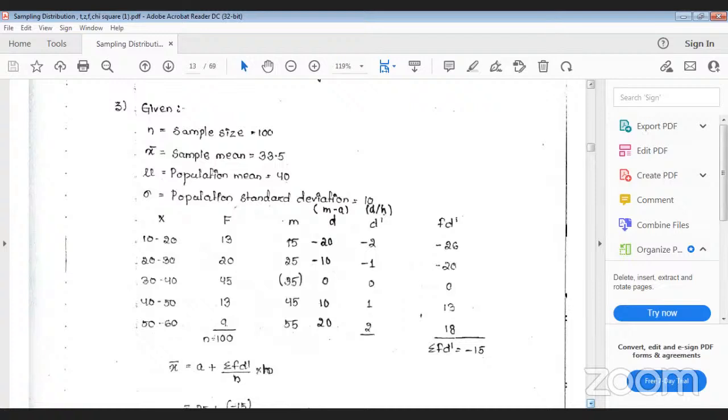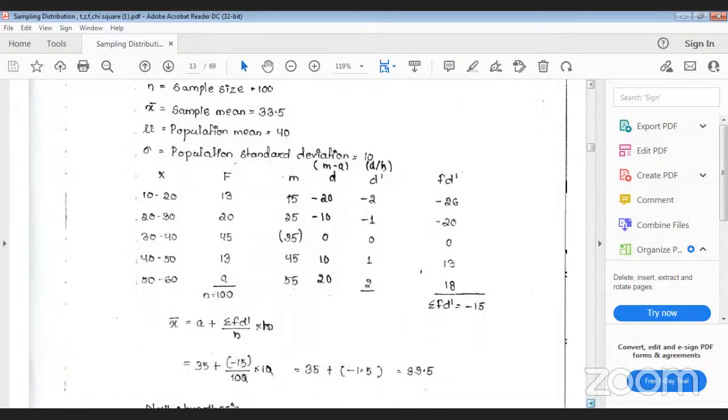So by using that mid value, you find M minus A, that is 15 minus 35, 25 minus 35, like that. Then M minus A by H. H is your class interval. So what is the class interval or gap? That is your 10. So minus 20 by 10 is minus 2, minus 10 by 10 is minus 1, like that you get minus 2, minus 1, 0, 1, 2. That is your D dash. Next you have to find FD dash. FD dash means frequency into D dash, you multiply, you get FD dash, and the summation also you get.